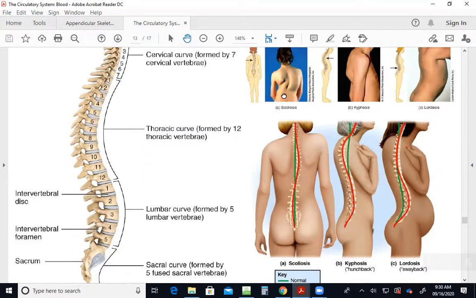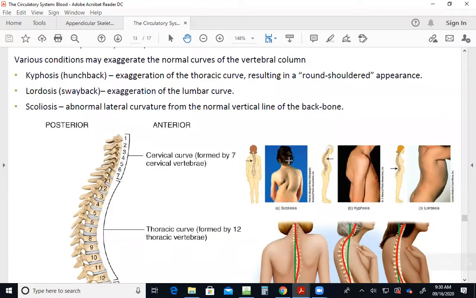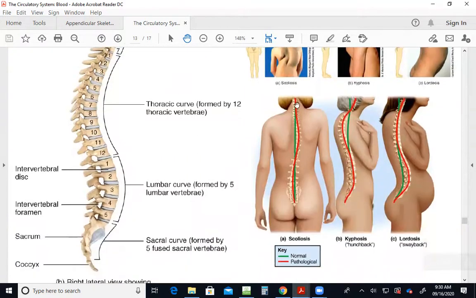Here are some examples of abnormal curvatures of the spine. The 2 on the right, we have clinical pictures on the top, and then these are kind of drawings to show them. These are abnormal anterior posterior curvatures, whereas the first one, scoliosis, is an abnormal lateral curvature. Scoliosis is where you can see this lady has terrible scoliosis. Follow her spine, it zigzags up and down. What we want is the green line going straight up and down, nice and straight.